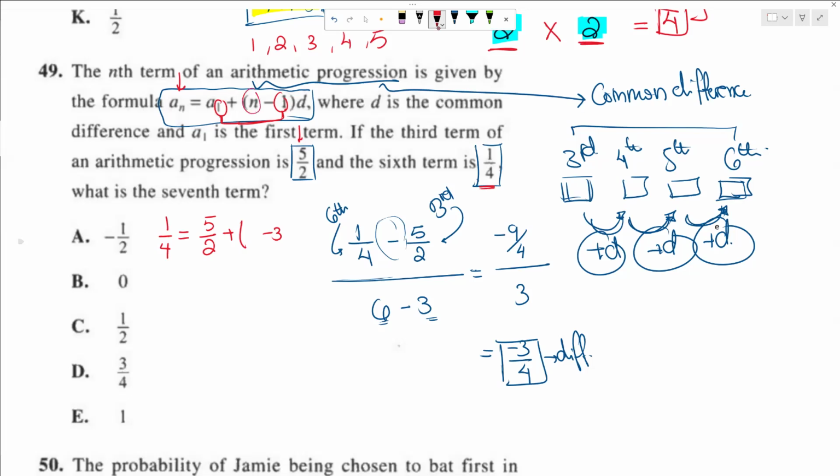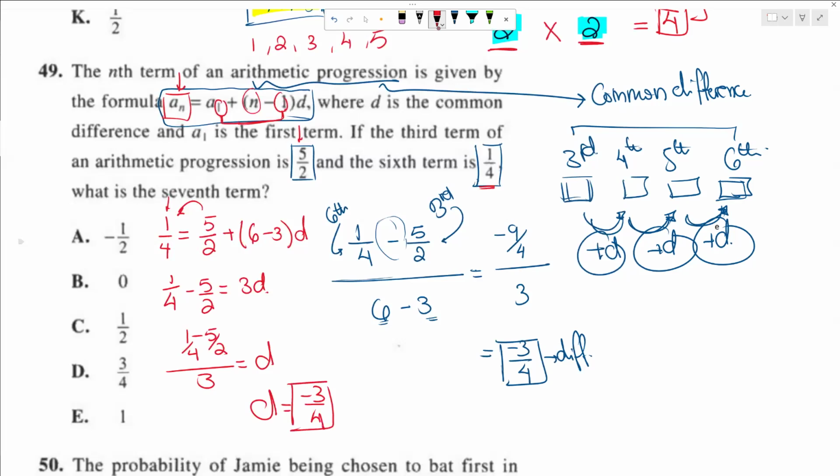Now, what is the n? N is the position of this term, which is the sixth. So I'll put 6 here, and then I'll leave the d as unknown. You can do shift solve and find the value of d, or you can solve it step by step by moving the 5 over 2 to the other side. Subtraction. 6 minus 3 is just 3, which will get you at the end 1 over 4 minus 5 over 2, over 3, which is exactly the same procedure, negative 3 over 4. That's the difference.